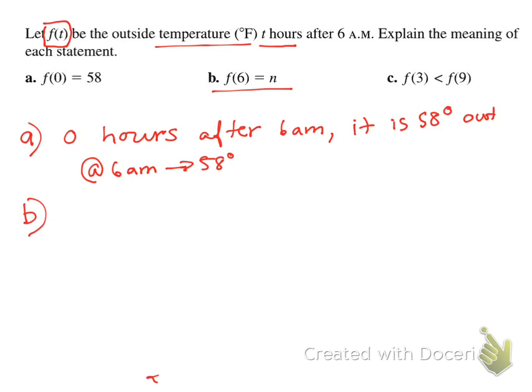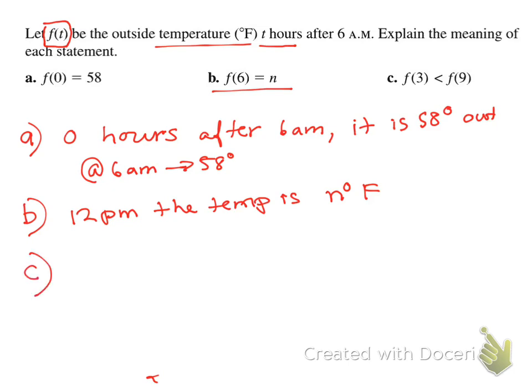Okay, B. What does that mean? At 12 p.m., the temperature is what? The temperature N is N degrees Fahrenheit. Right?